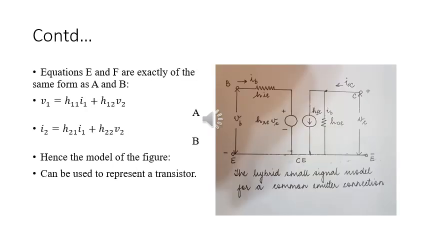Equations E and F are exactly of the same form as A and B. So V1, which was equal to h11 I1 plus h12 V2, and I2, which was equal to h21 I1 plus h22 V2, can now be represented by the figure which is given on the right hand side. Please remember that the transistor is a three-legged entity. It has three leads. So one lead is going to be common to both input and output. In this case, the emitter lead is common to both input and output. So this figure represents the hybrid small signal model for a common emitter connection.